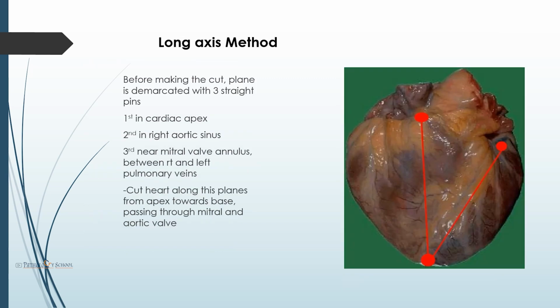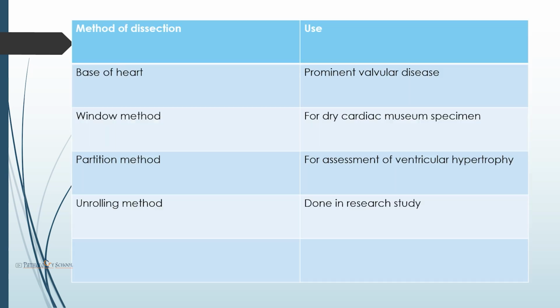Another method is the long axis method. Before making the cut, the plane is demarcated with three straight pins: first at the cardiac apex, second in the right aortic sinus, and third near the mitral valve annulus. Cut the heart along the plane from apex toward the base, passing through the mitral and aortic valve.